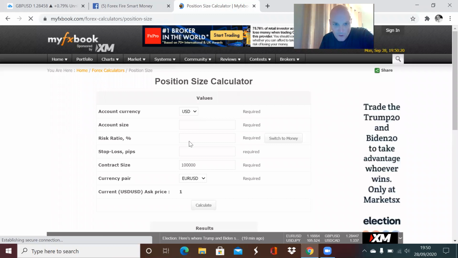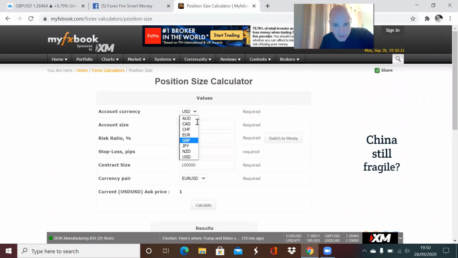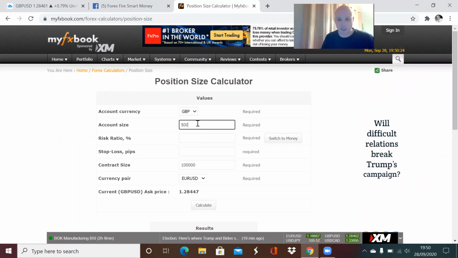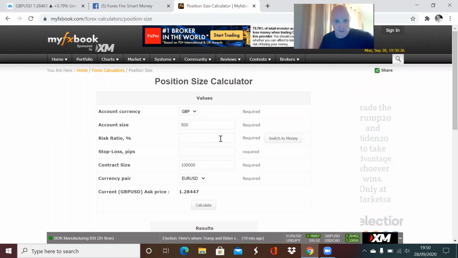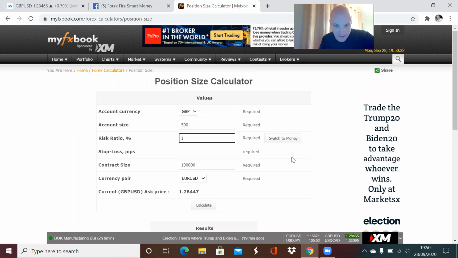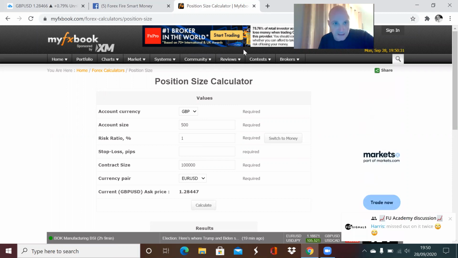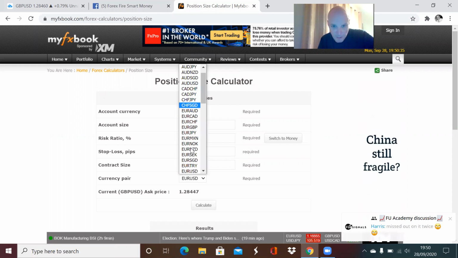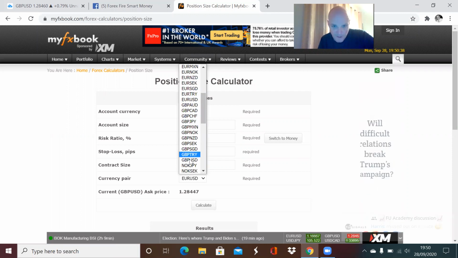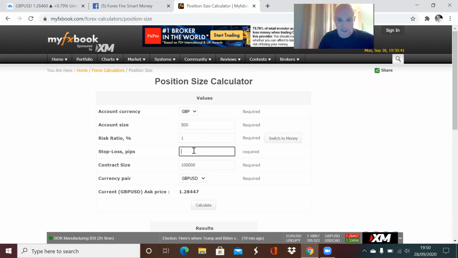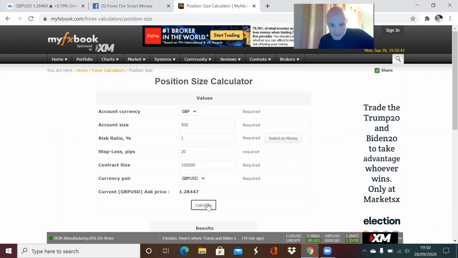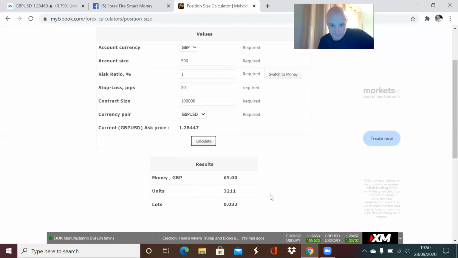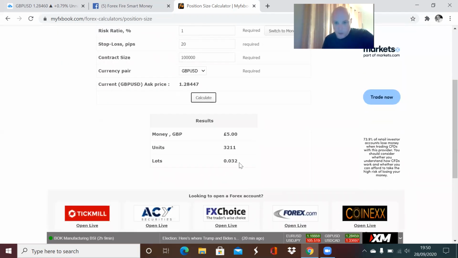From there, if your account currency is Great British Pound, let's just say you've got a £500 account, you only want to risk 1% of that. You're looking at, in this instance, GBP/USD. You pick the pair, and then you put in your stop loss of 20 pips. Calculate. Your lot size that you're going to be risking is 0.03.